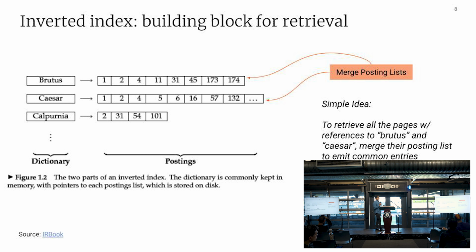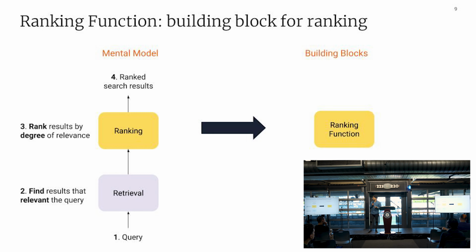Now, the inverted index has been around for a long, long time, for decades and decades. They are fast. They answer certain sets of queries really well. They're horizontally scalable, and they're not going to go away. So as a building block, it's a really great building block for solving the retrieval problem. So with retrieval solved by the inverted index building block, the next question is, what's the building block for ranking?